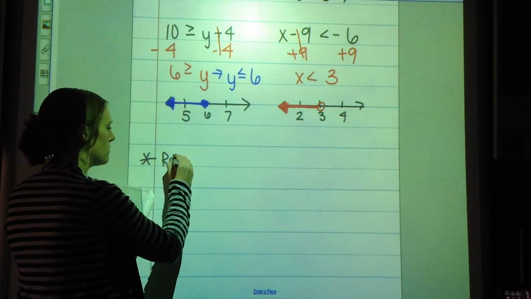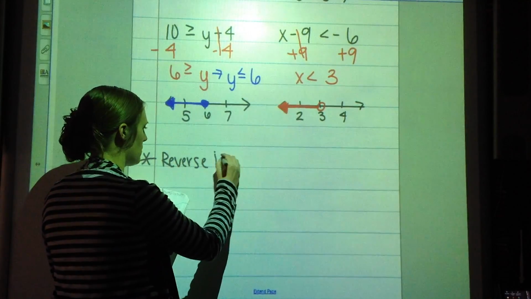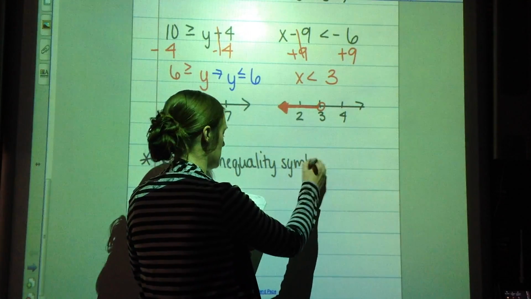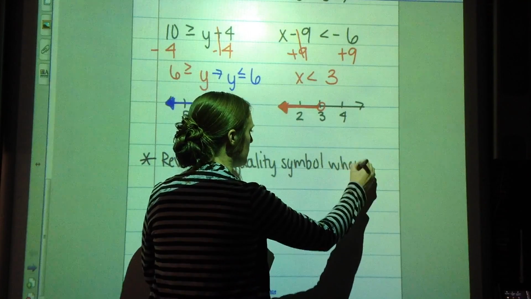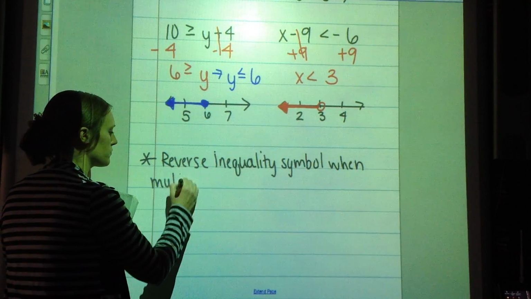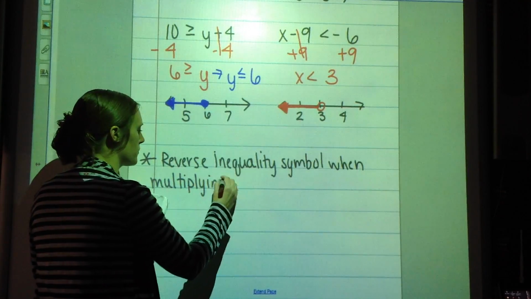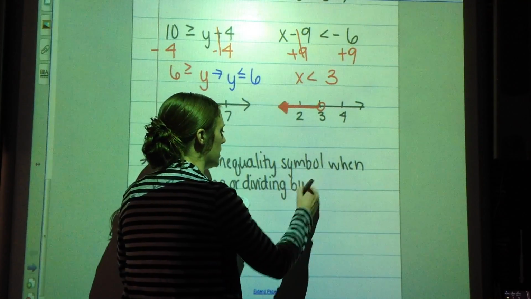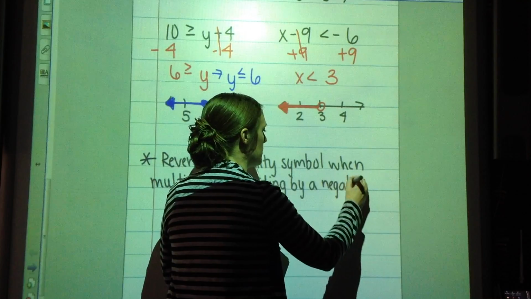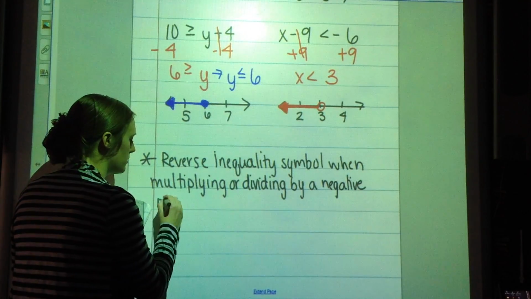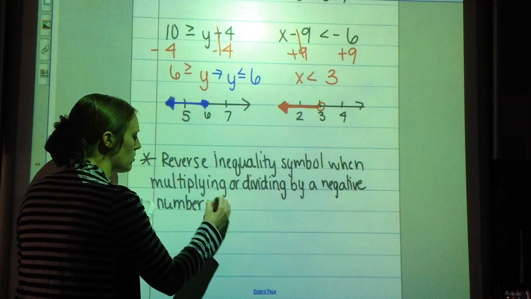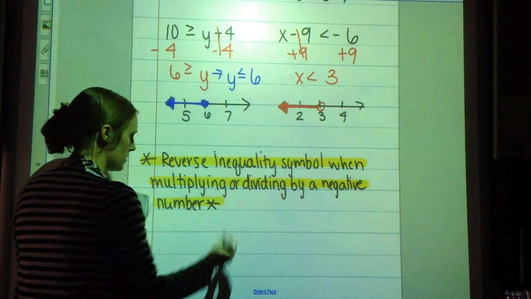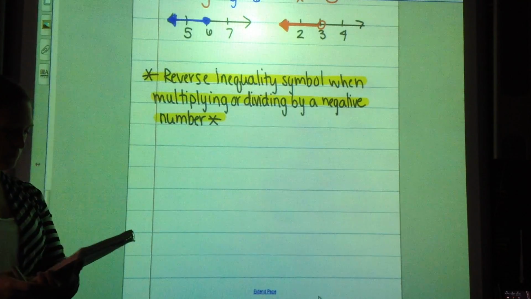So I'm going to say reverse inequality symbol when multiplying or dividing by a negative number. So important that I'm going to highlight it real quick. Let me give you an example of what I mean.